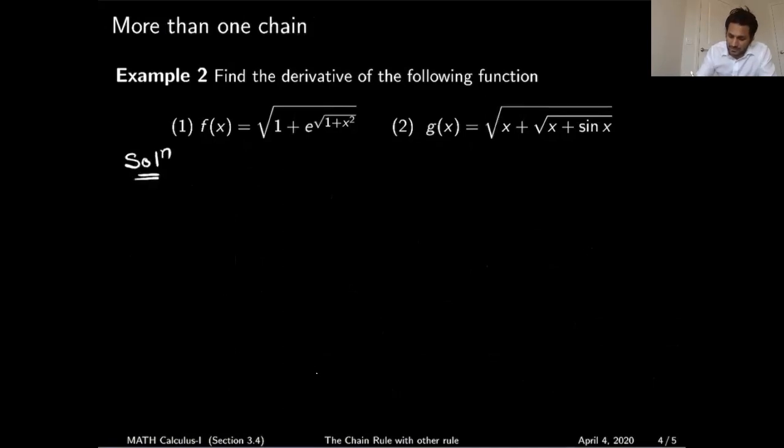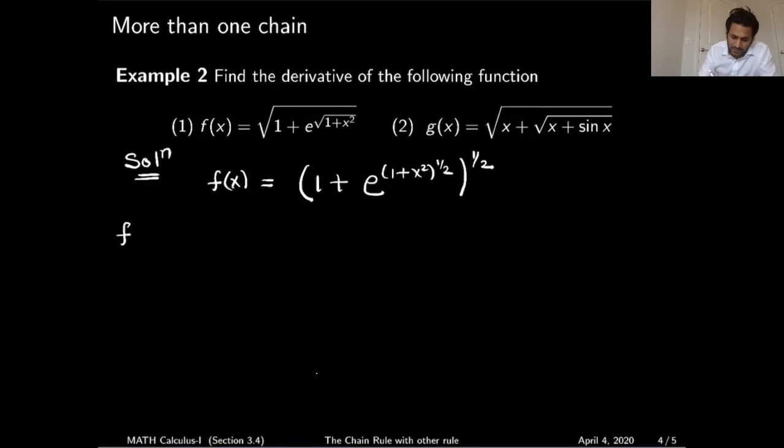The function is y equals the square root of 1 plus e raised to power 1 plus square root of x. I'm going to write that function first like this: 1 plus e raised to power 1 plus x square to the power 1 half, to the power 1 half. So I write the problem in terms of 1 half.